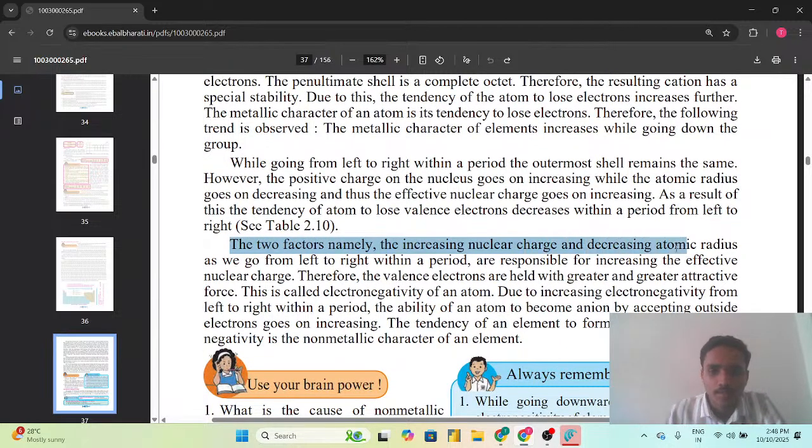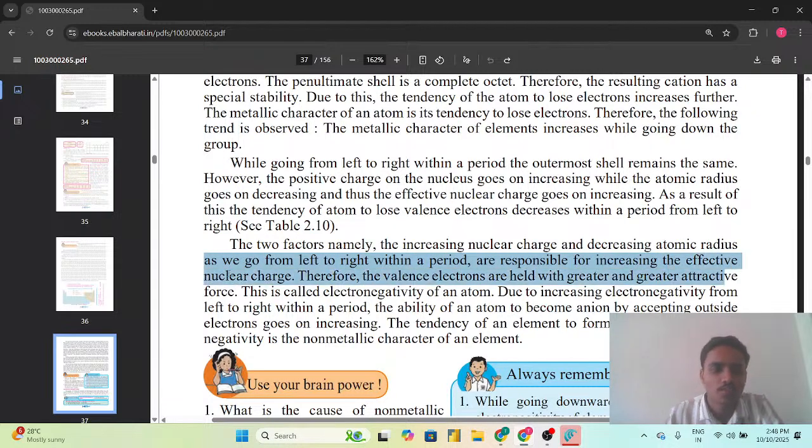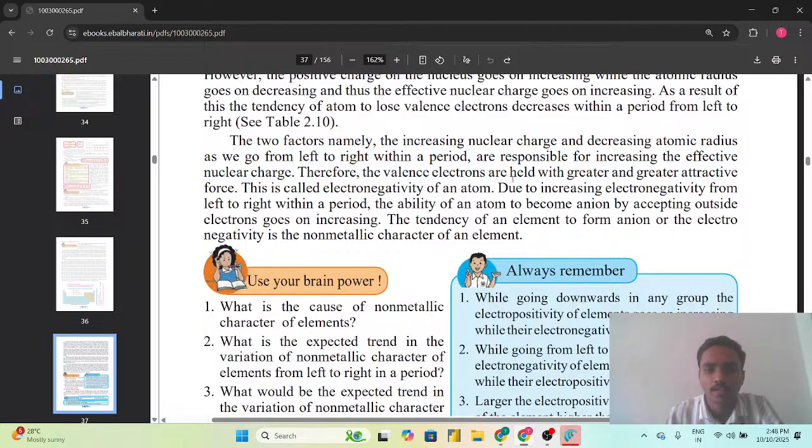The two factors, namely increasing the nuclear charge and decreasing atomic radius as we go from left to right within a period, are responsible for increasing the effective nuclear charge. Therefore, the valence electrons are held with greater and greater attractive force. This is called the electronegativity of an atom.